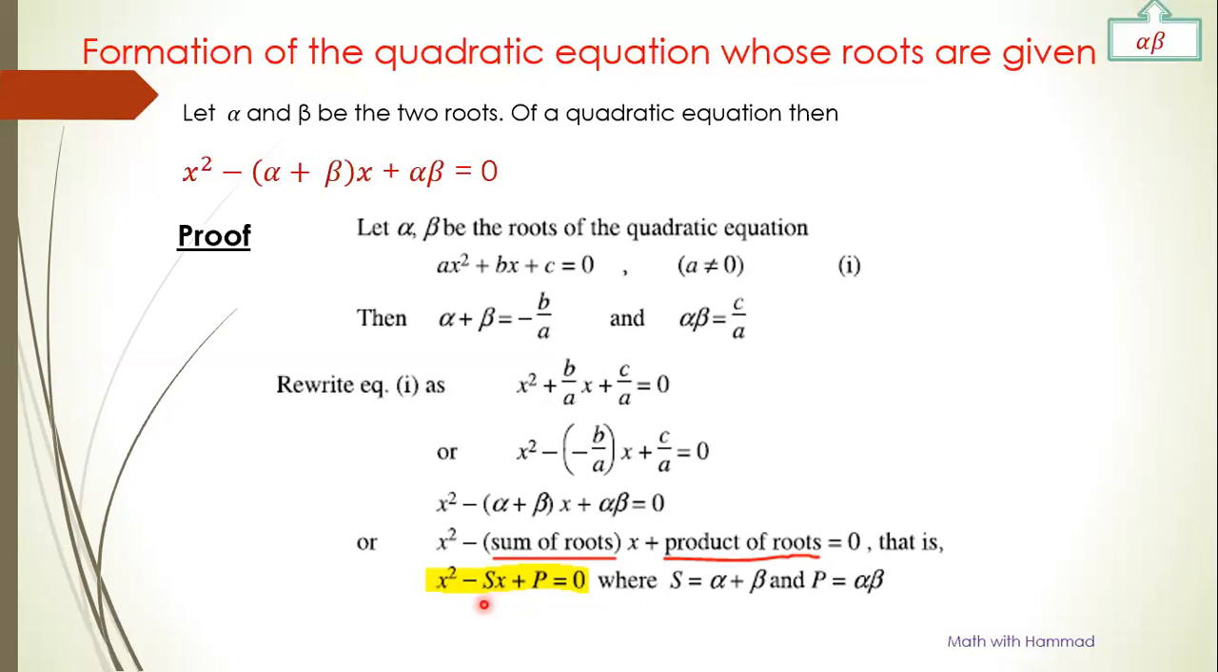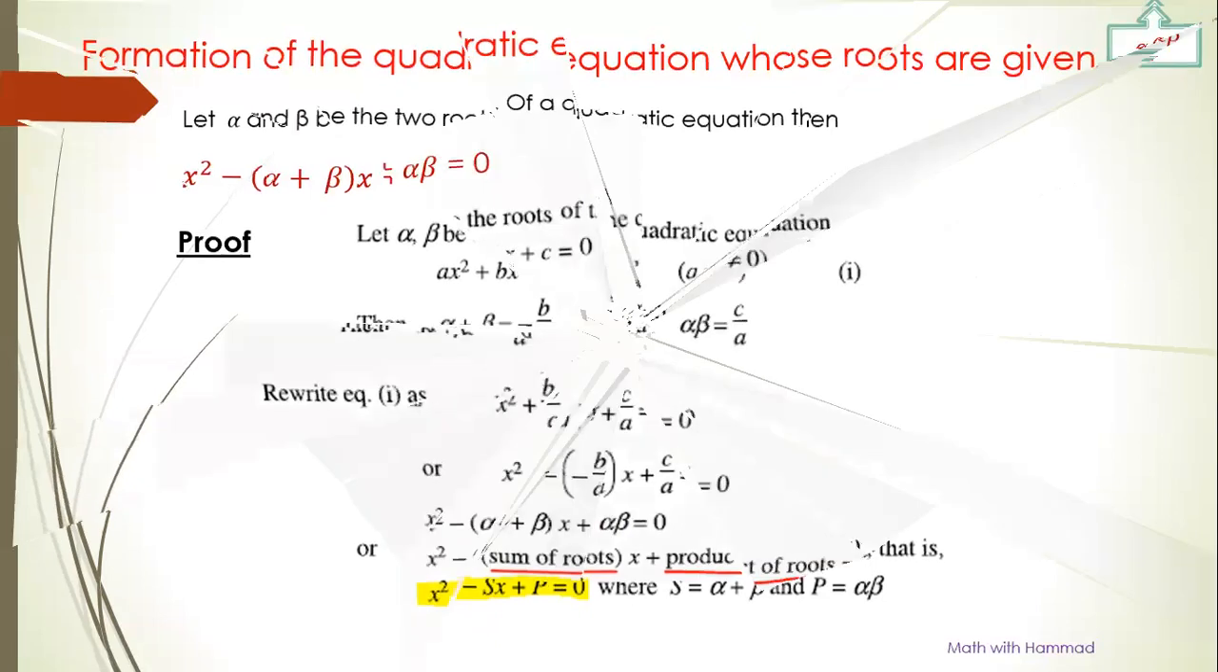S is the sum of the roots, like alpha and beta two roots, then s is equal to alpha plus beta and p is equal to alpha into beta. If we have two roots alpha and beta, then we can easily replace the values of s and p in this equation to get the required result by the formation of quadratic equations.